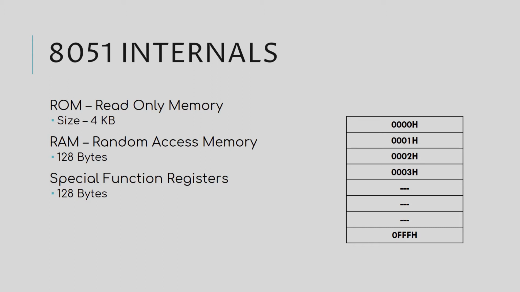During the execution of each instruction, if the 8051 needs a temporary storage, then RAM can provide that. So RAM is a volatile memory. So when power goes off, the entire content is gone. Here the RAM size is 128 bytes. Another 128 bytes is allocated for special function registers. I'll tell you about special function registers.